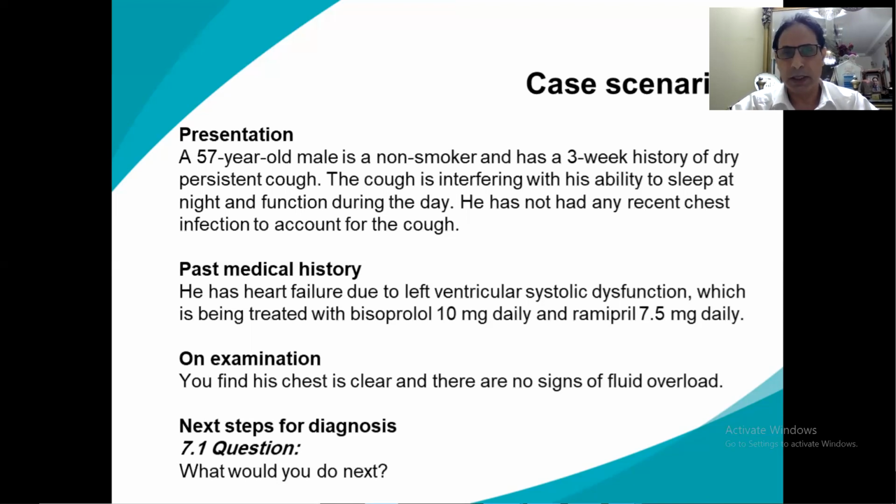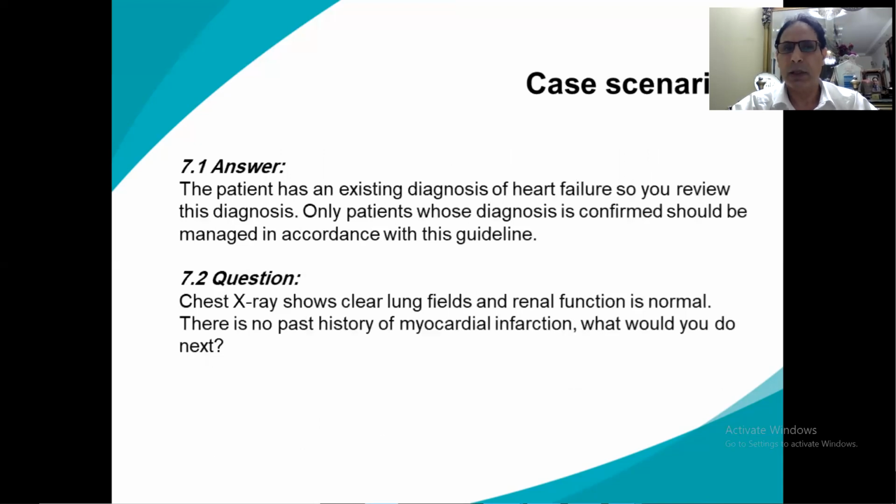What would you do next? The answer: the patient has an existing diagnosis of heart failure, so you review the diagnosis. In reviewing such a case, put two differential diagnoses in your mind: either a chest infection or a side effect of a drug. Chest X-ray shows clear lungs and renal function was normal. There is no past history of myocardial infarction to conclude this patient might be presenting with myocardial infarction, pulmonary edema, or another explanation.